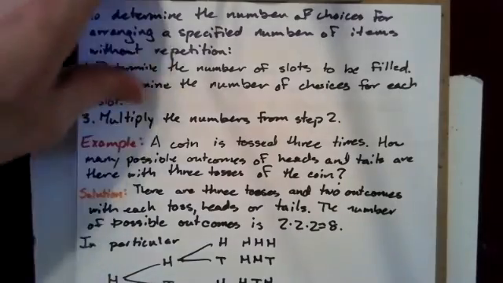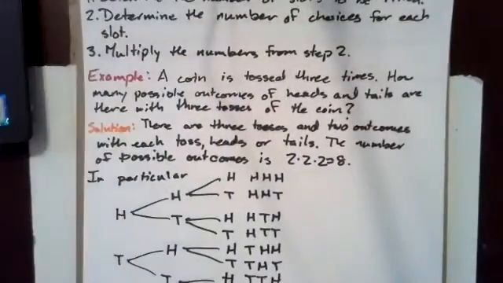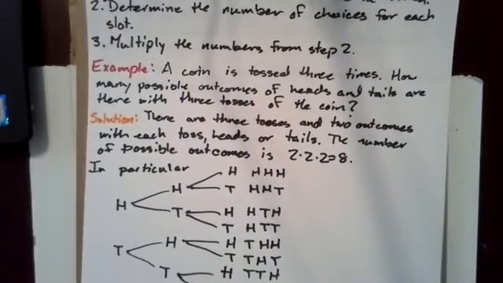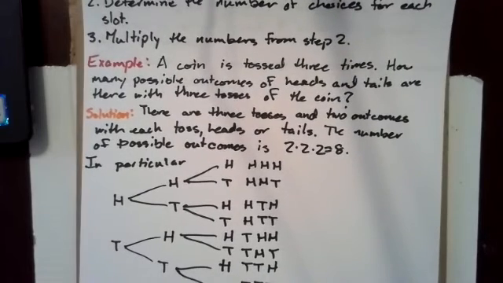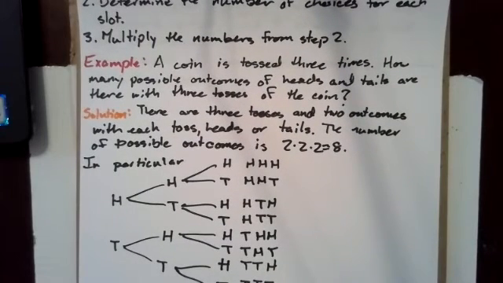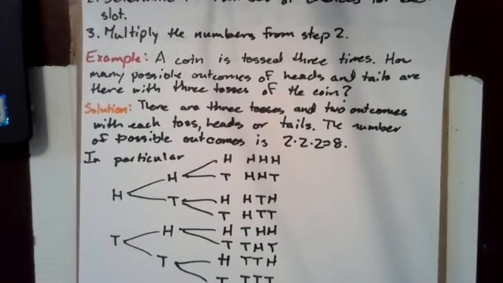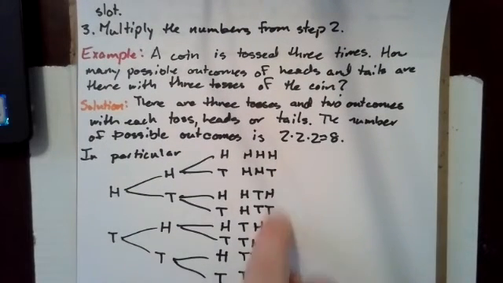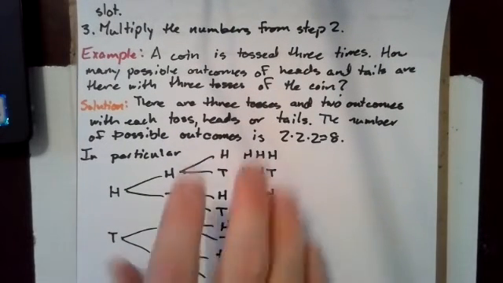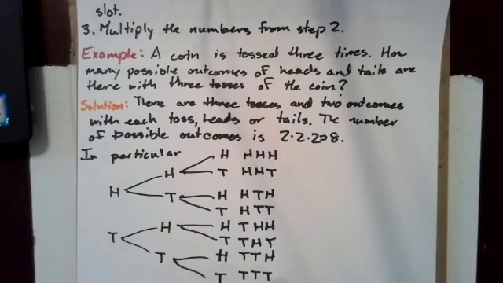For example, a coin is tossed 3 times. How many possible outcomes of heads and tails are there with 3 tosses of the coin? There are 3 tosses and 2 outcomes with each toss, heads or tails. The number of possible outcomes is 2 times 2 times 2, which is 8. Here are the 8 options. We can use the tree diagram to describe this. We've got everything from triple heads to triple tails.